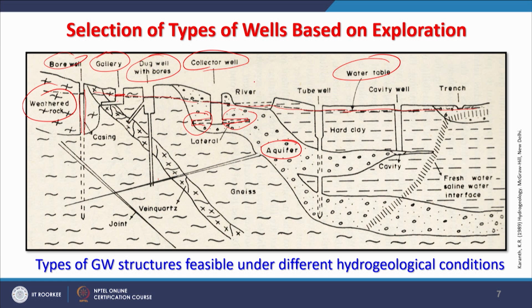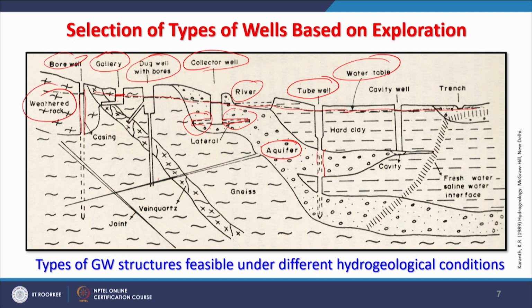This is the situation where we have a river which is recharging the groundwater regime, and aquifers are there. Typical tube wells are like this, that initially it might be a little larger diameter, and then you go for a small diameter.